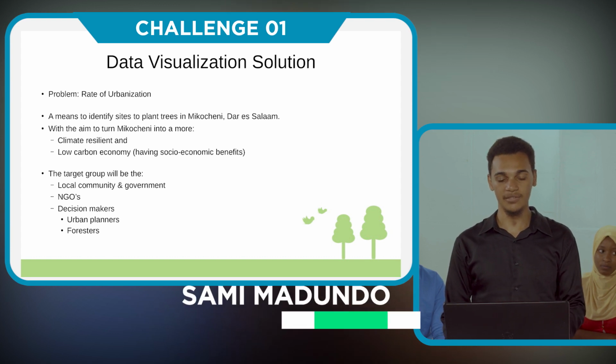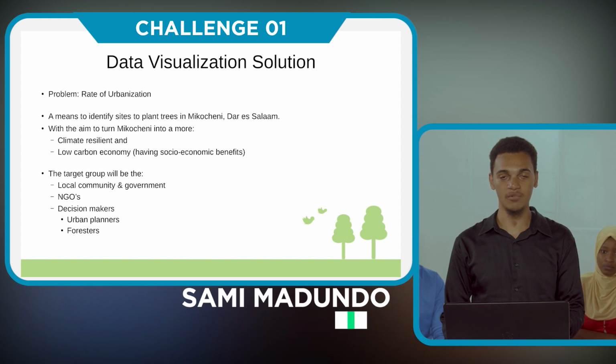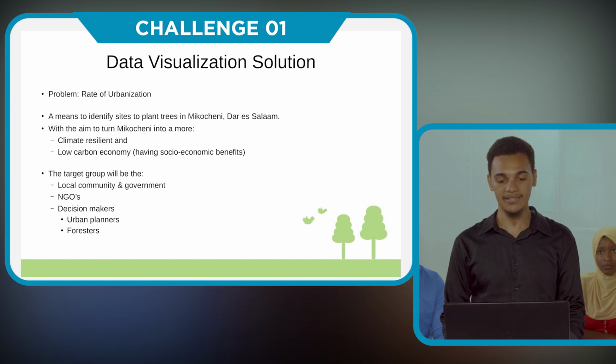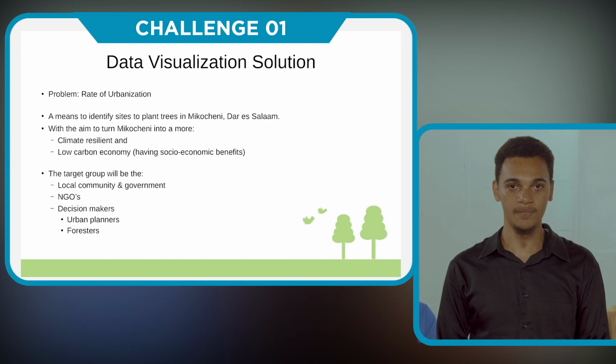And so our solution to this is to present a visualization that is able to identify places in Mikocheni where we can plant trees that are then able to absorb this carbon dioxide and store it as carbon in the tissue of the trees themselves. The aim of this is to make Mikocheni a more climate resilient and low carbon economy, with additional social economic benefits.